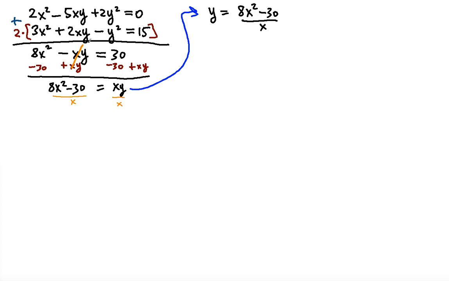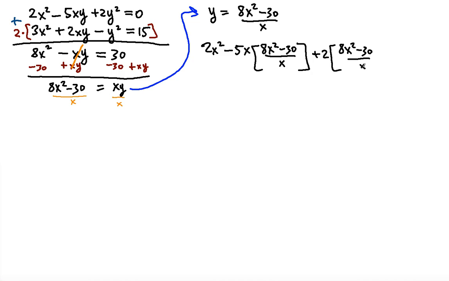All right? So which one are we going to plug this into? Well, we can plug this into the first equation or the second equation, but I would do it for the first equation. So let's plug it into the first equation and see what we get. So 2x squared minus 5x. Now instead of y here, we're going to plug in this in terms of x. So that's going to be 8x squared minus 30 over x. Okay? Plus 2, now y is squared, right? So this thing will be squared: 8x squared minus 30 over x, squared, is equal to 0. You see on the right side we have a 0 and not a 15 like in the second. So I thought the first equation would be easier to use for this.